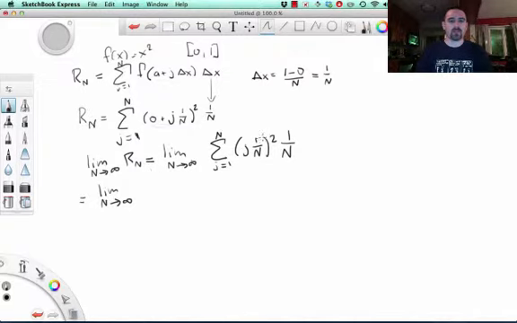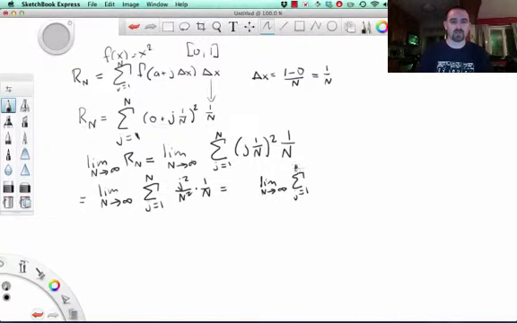Okay, now I can distribute this square through, so I end up with this. Keep the sum in there, j from 1 to n. I'm going to get j squared over n squared times 1 over n. Okay, I'll simplify that. The limit again as n goes to infinity of the sum over j from 1 to n of j squared over n cubed.